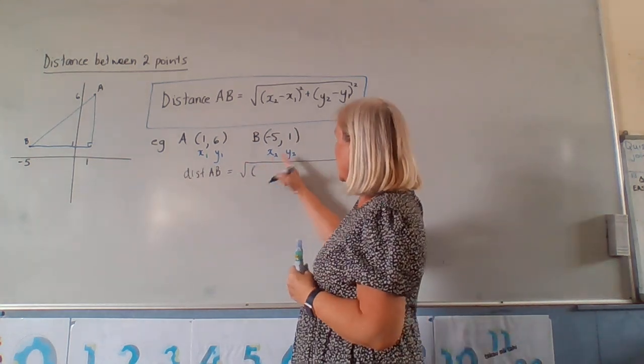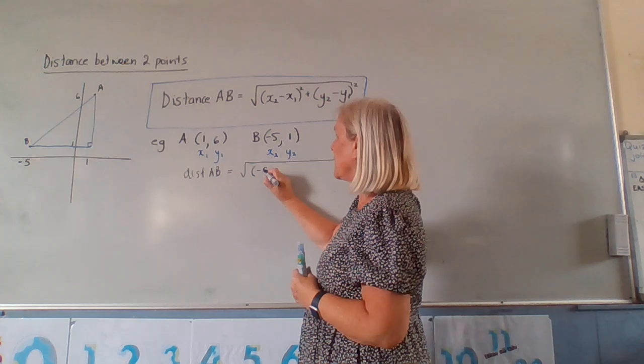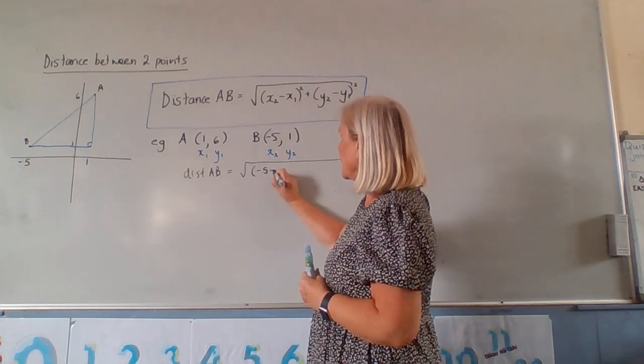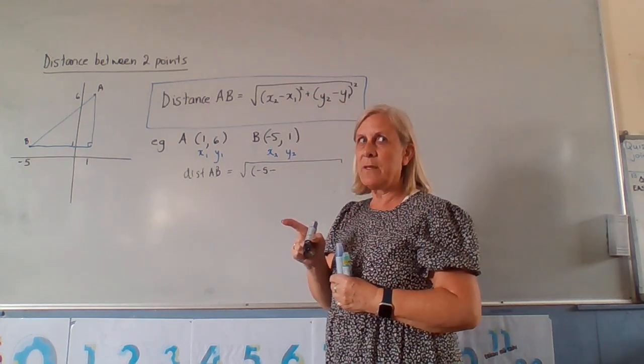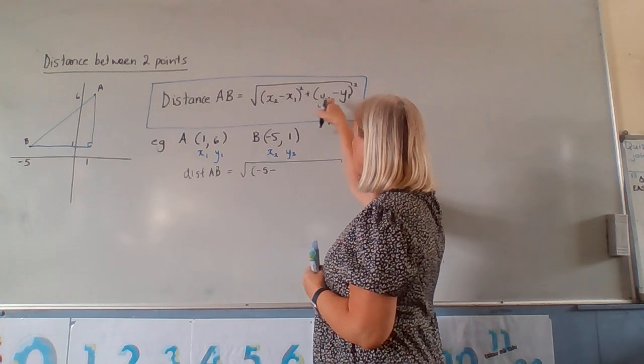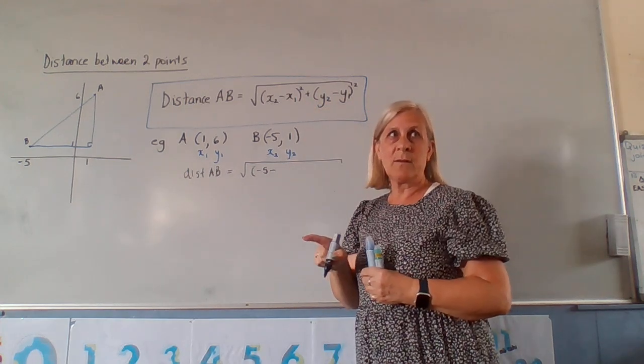Now, I've got an x2, that's negative 5. I've got minuses this time. Minuses here, plus here.